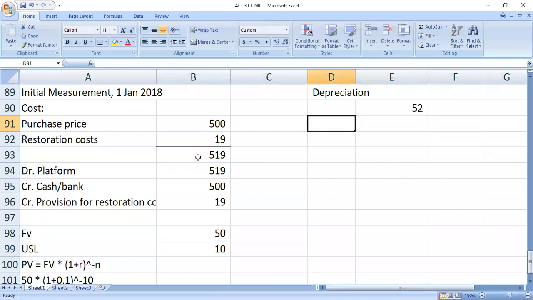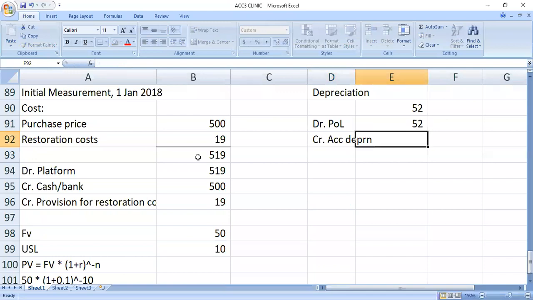Okay, so we know the entry is that you debit P&L, and then credit accumulated depreciation. So the figure is 52. Cost is rounded off, otherwise it will be 51.9.